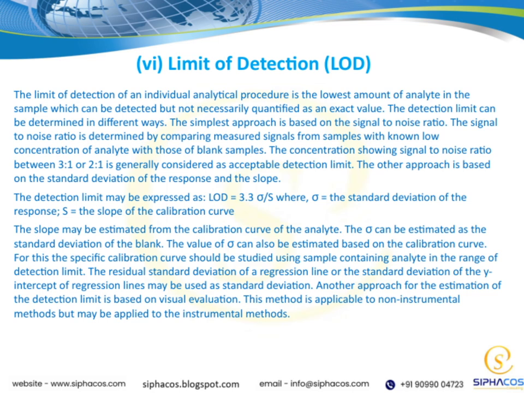The simplest method relies on the signal-to-noise ratio. In this approach, we compare the signals from samples with a known low concentration of analyte to those from blank samples, which contain no analyte. When the signal is about 3 times the noise level, or sometimes 2 times, we consider that as an acceptable detection limit.